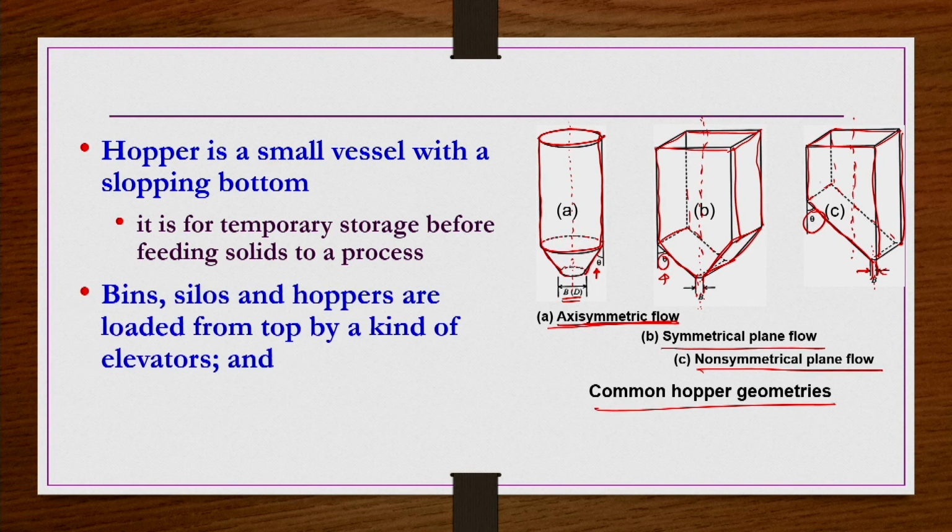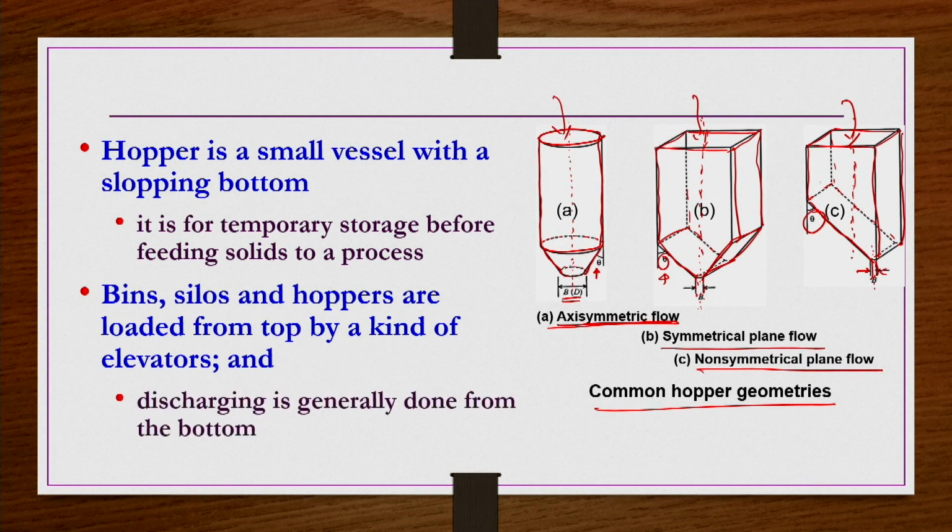Bins, silos and hoppers are loaded from the top by elevators. You have the elevators, you can pour the material from the top and store it for as long as you want, and then it can be discharged from the bottom. Discharging is generally done through the bottom only for these bins, silos and hoppers.